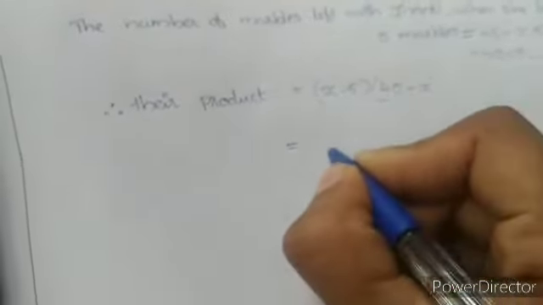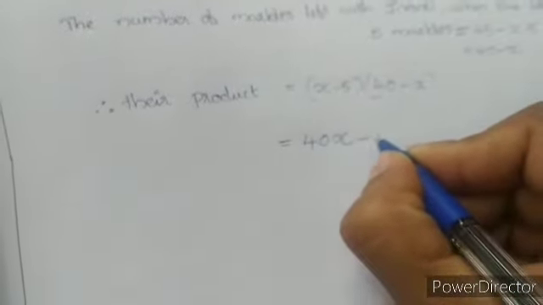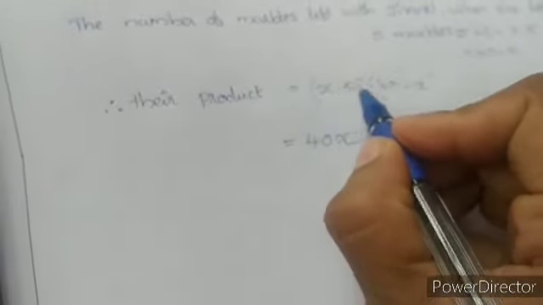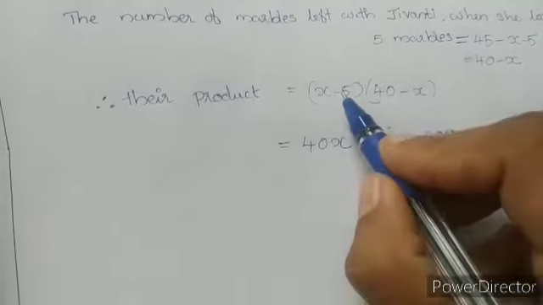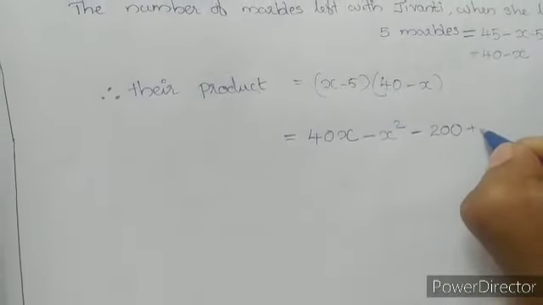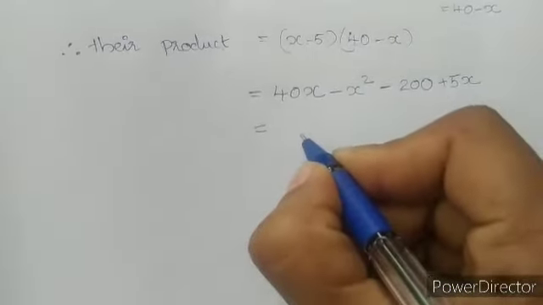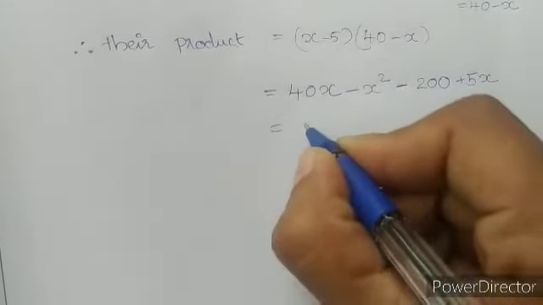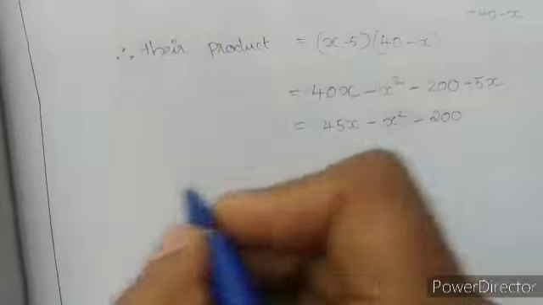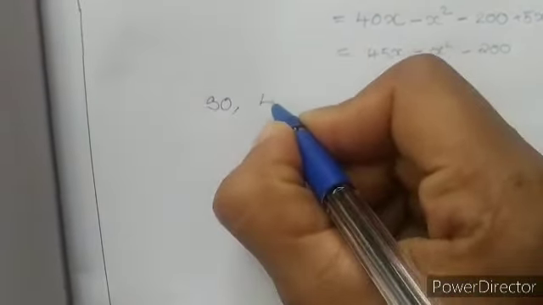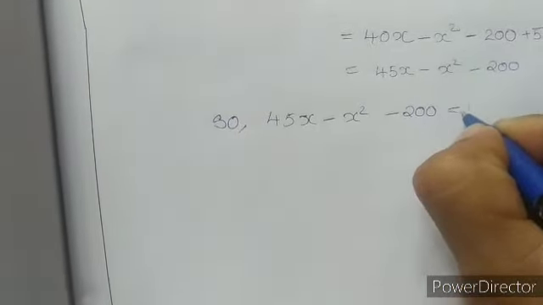So x into 40, 40x; x into minus x, minus x square. Now minus 5 into 40, minus 200; minus 5 into minus x, that is plus 5x. So how can we write? Here 40x, here 5x. So we can write it as 45x minus x square minus 200. Okay. So 45x minus x square minus 200 equal to 124.